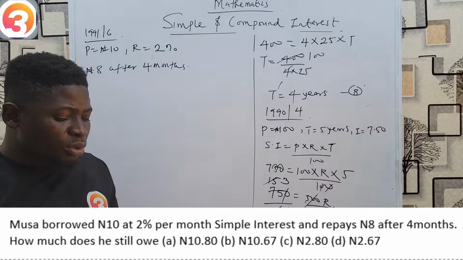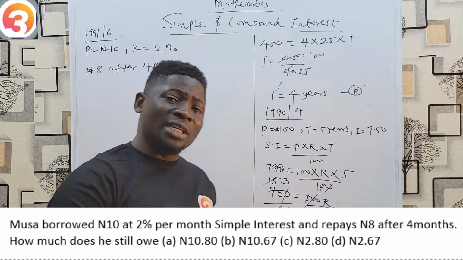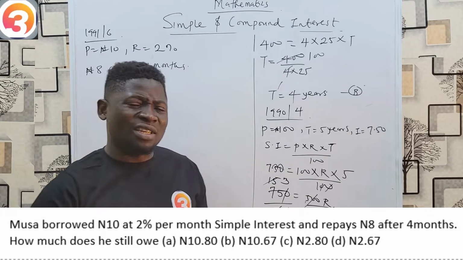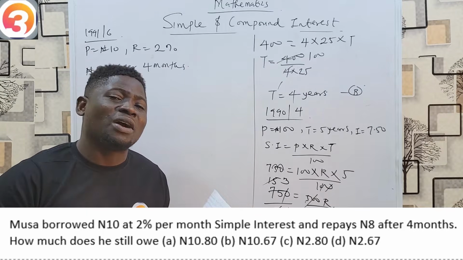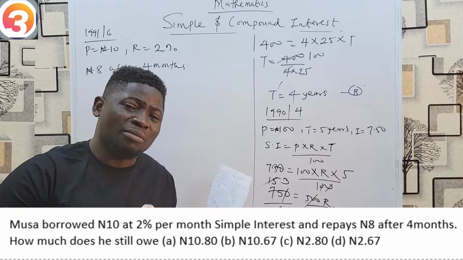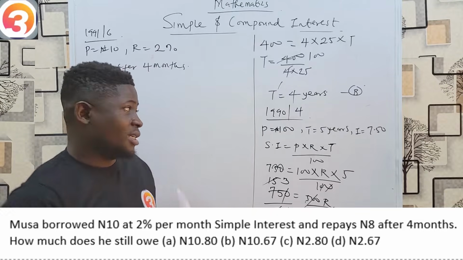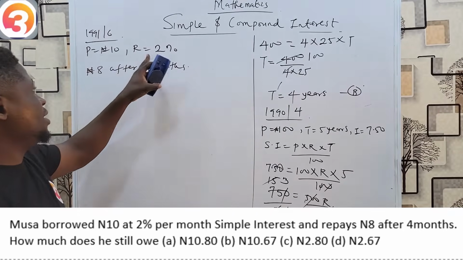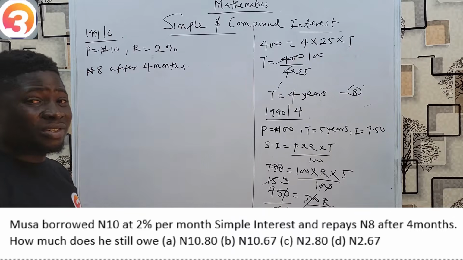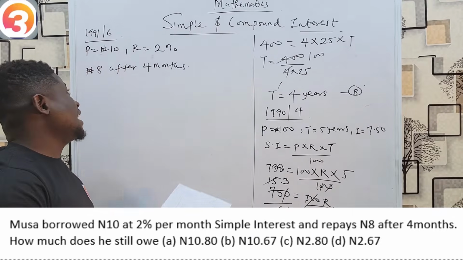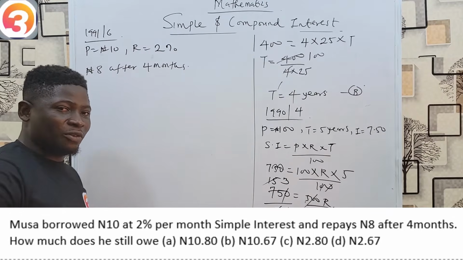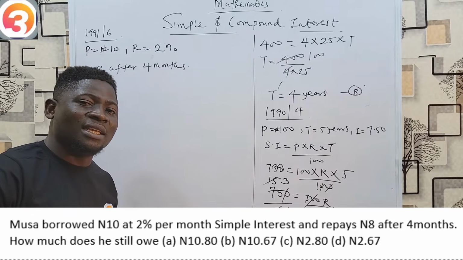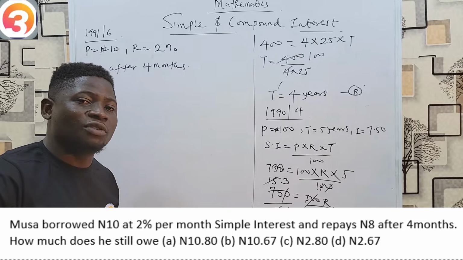So because he's doing a repayment, definitely he will still be owing. There will still be a certain amount of money left. But remember, I told you that you can only calculate repayment after you have calculated the amount from simple and compound interest. We're not given interest here, so we calculate simple interest first, then after which you calculate the amount. After I calculate the amount, we now subtract the repayment to find what the person still has left to pay.